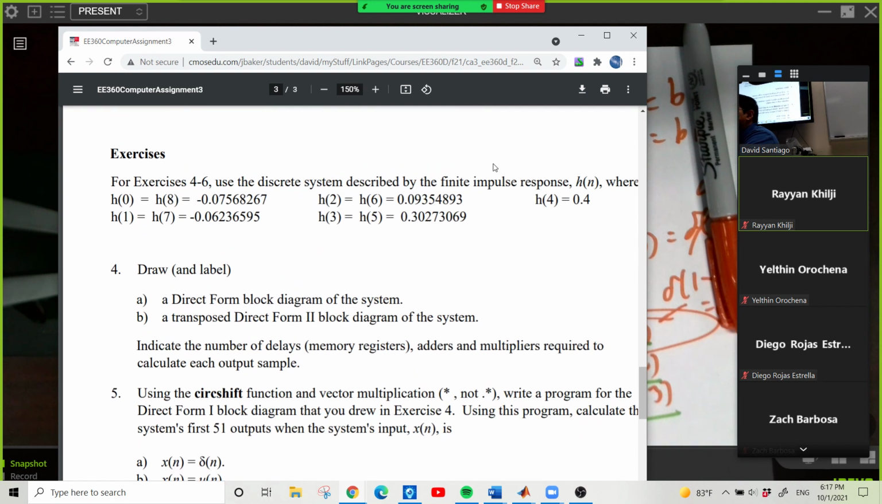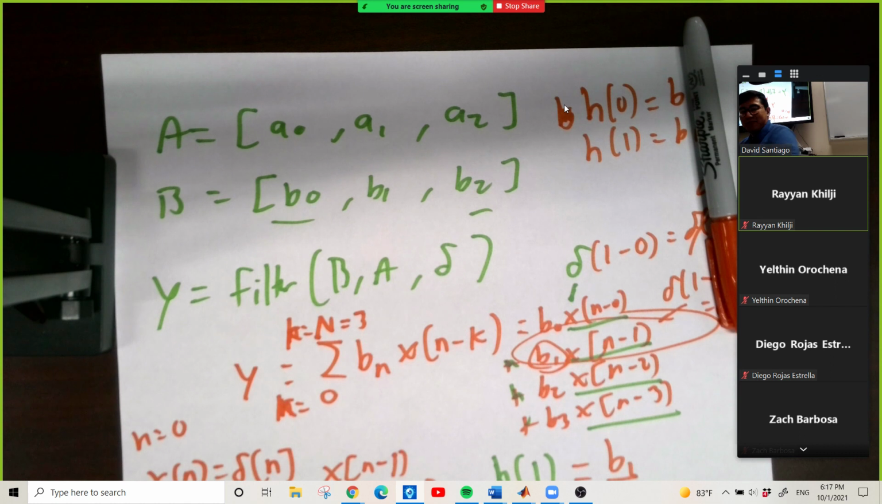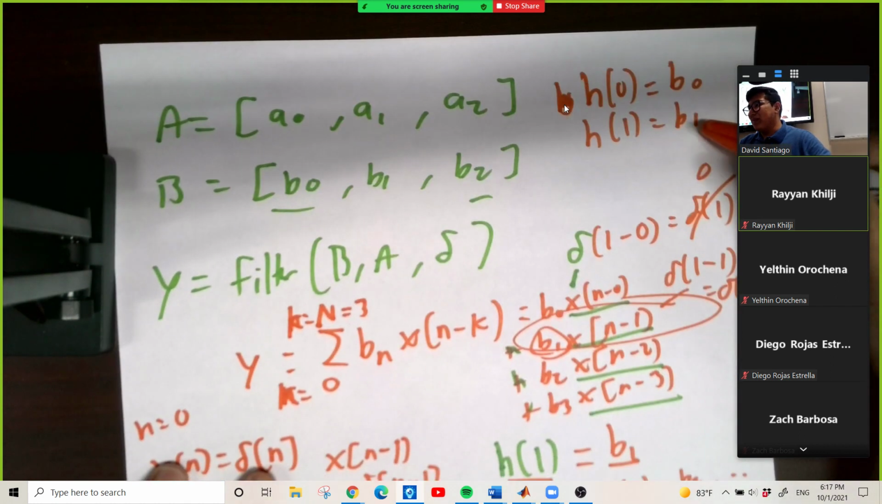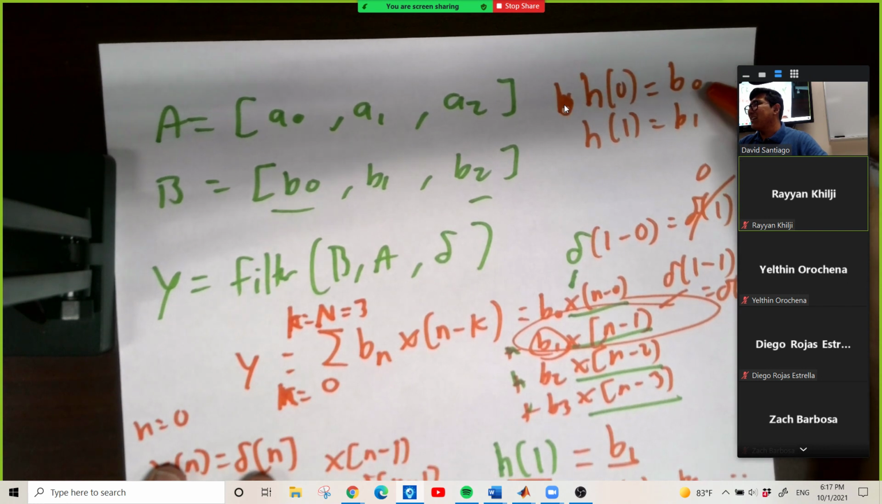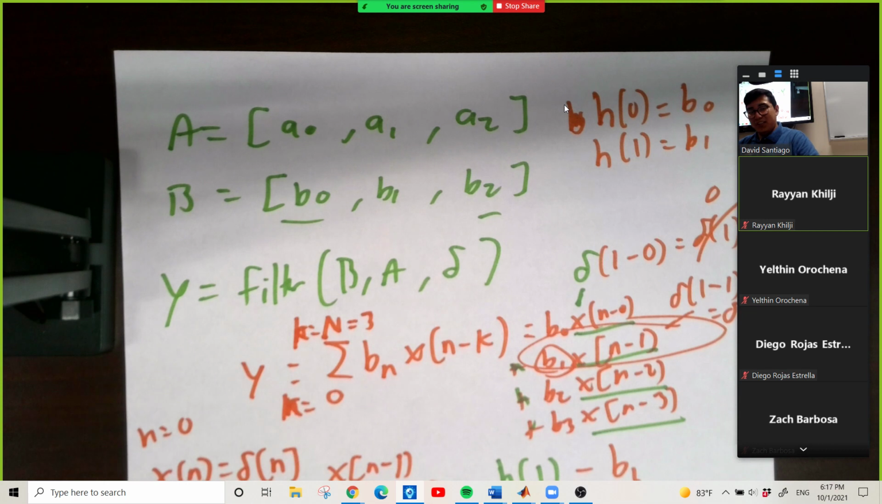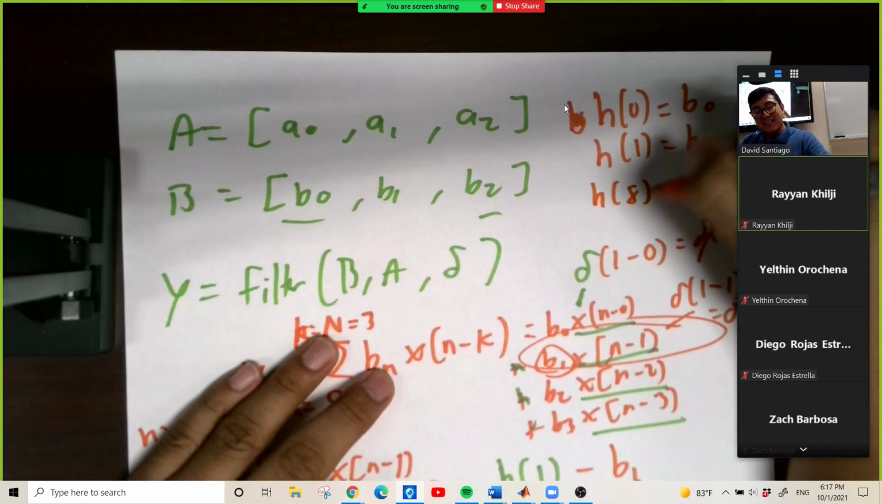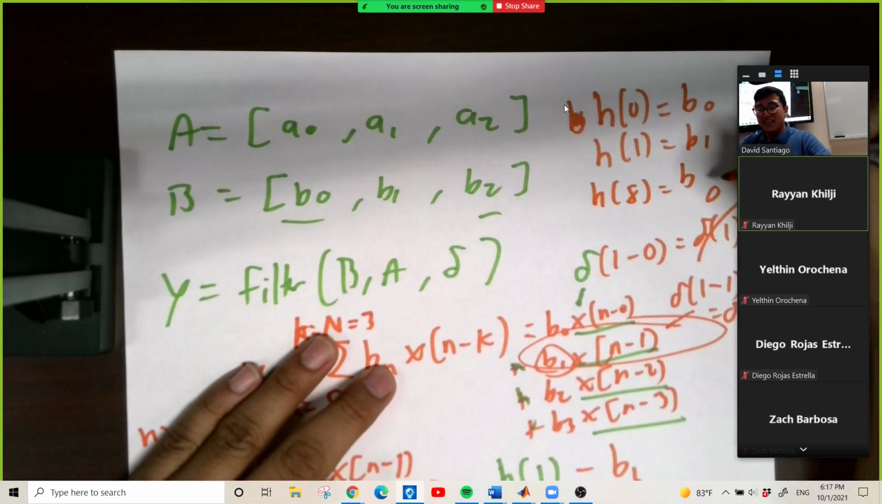So for exercise 4 to 6, here's the system. I just told you that h of 0 is equal to b of 0. So what's your first gain block? B of 0, and then here's b of 1. So actually, here's h of 8. What is this gain block? B of 8. Makes sense, eh?